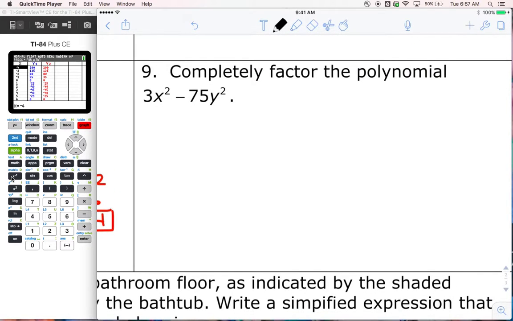Okay, well, we talked about earlier, the first thing we should look for is a GCF, and in this case, I do have a GCF. Both of those terms can be divided by 3. So before we go any further, let's divide out that 3. That leaves me with x squared minus 25y squared.